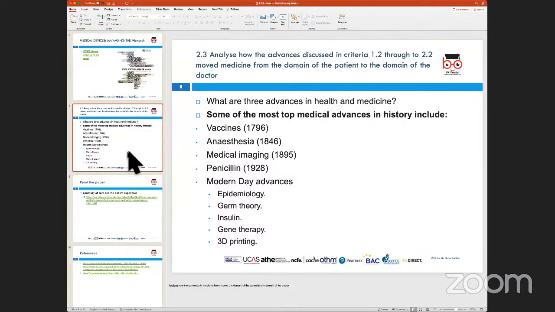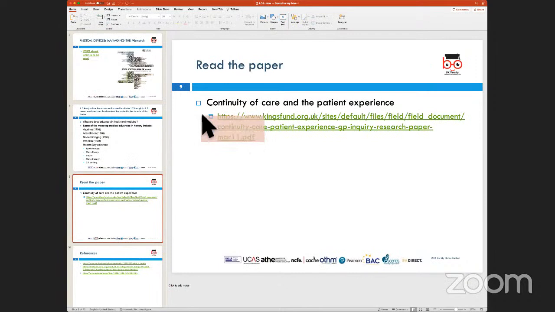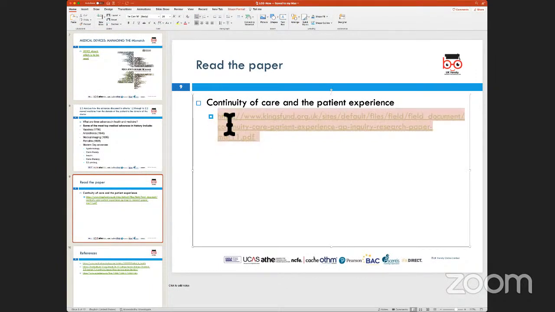Is that okay? Now for 2.3, there is a specific article which I put in from the King's Fund, and I will explain and show this to you in a second, because this particular article, if you go through, would essentially help you understand this particular assessment criteria, which is criteria 2.3. So let me just open that up.